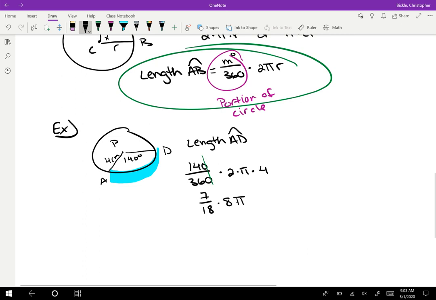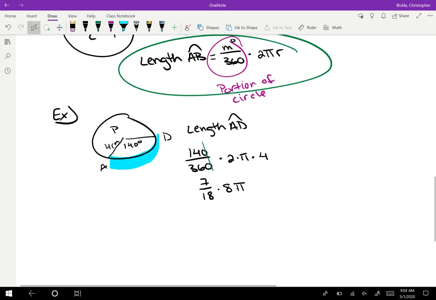We're going to leave that pi in our answer, guys. Pi is fine. So now we're going to multiply. 7 times 8: 35, 42, 49, 56. So that's 56 over 18 times pi. And then we're going to be able to reduce the fraction from there. Both of those are even again, so that makes 28 over 9 times pi. And that would be centimeters.